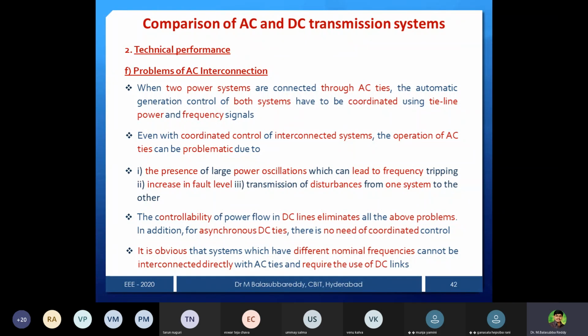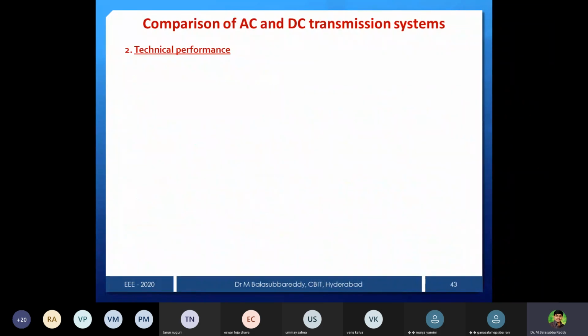That's why there is GPS synchronization also available nowadays. If you do some research, Google it, GPS synchronization is available. It has to synchronize. Obviously, systems with different nominal frequencies cannot be interconnected with AC ties. It requires a DC link. Then only you can interconnect.